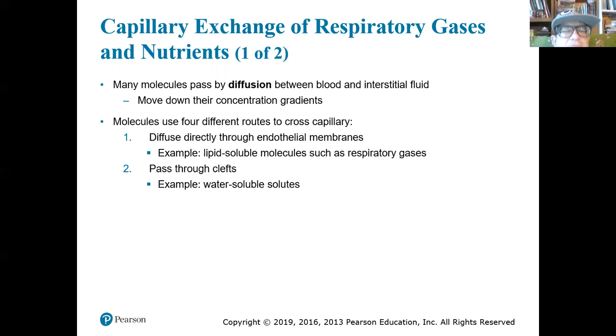Great. There are 4 different ways you can get across the wall of a capillary, and we're going to go over all 4. You could diffuse right through the membranes of the endothelium. This works for respiratory gases. They dissolve well in lipids, and that means they can cross a phospholipid bilayer, a cell membrane, better than other things. Water soluble solutes, like dissolved sodium, dissolved calcium, can pass through clefts.